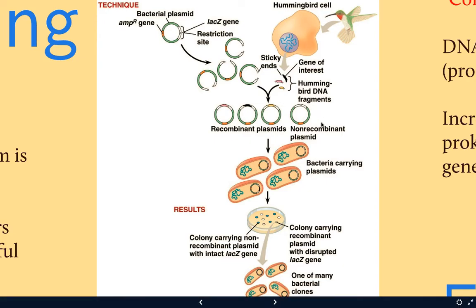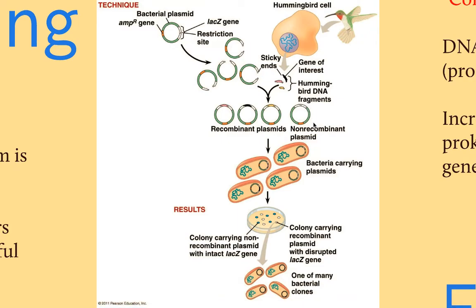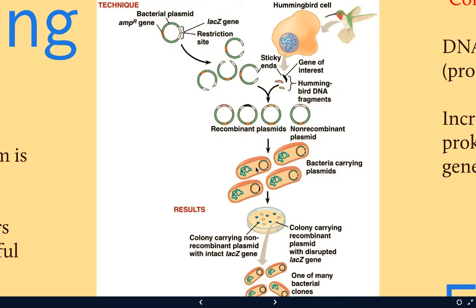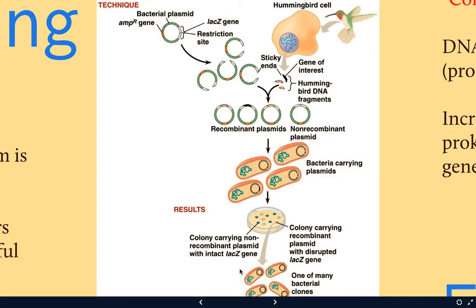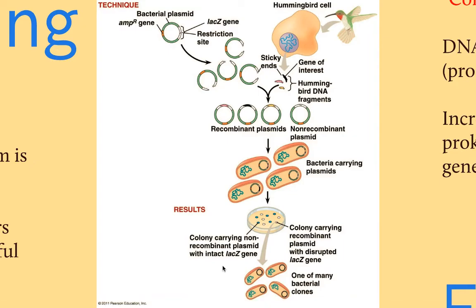So now you've got recombinant plasmids with the gene of interest from another species. Okay, you also can have a non-recombinant plasmid over here. We keep the original, right? Because we want to see if this actually works. And so when we insert these recombinant plasmids in, and we make copies of the non-recombinant plasmid, when you put them on a nutrient agar plate, the colony carrying non-recombinant plasmids, with the intact gene, is not going to express whatever protein it is that you put in there, okay?